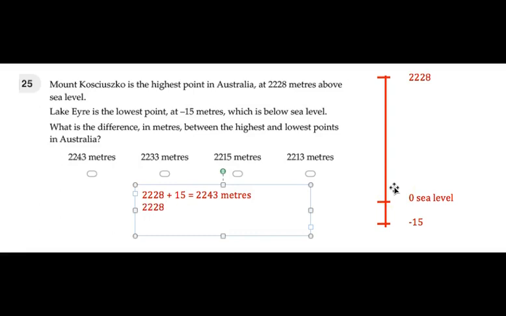Now, if you want to do it by subtraction, you will do it as follows. We know that difference means take away, so it would be 2,228 take away negative 15, which is 2,228 plus 15, because when you take away a negative, it's the same as adding, which again is 2,243 metres.